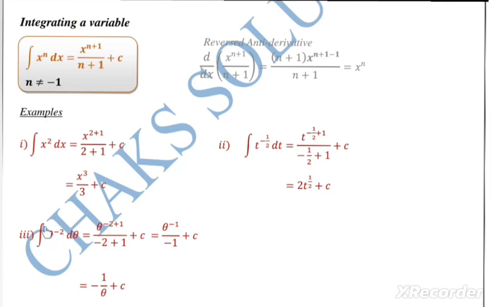Then item 3, the integral of theta to the power minus 2 d theta. This will result in theta, then on the power add 1, so it's minus 2 plus 1 over minus 2 plus 1, plus c, which results in theta to the power minus 1 over minus 1 plus a constant c, which is equal to minus 1 over theta plus c.